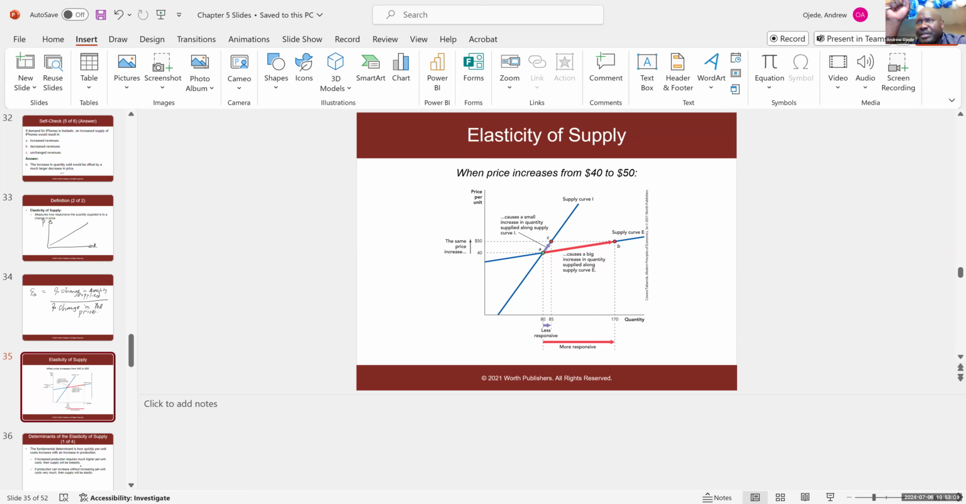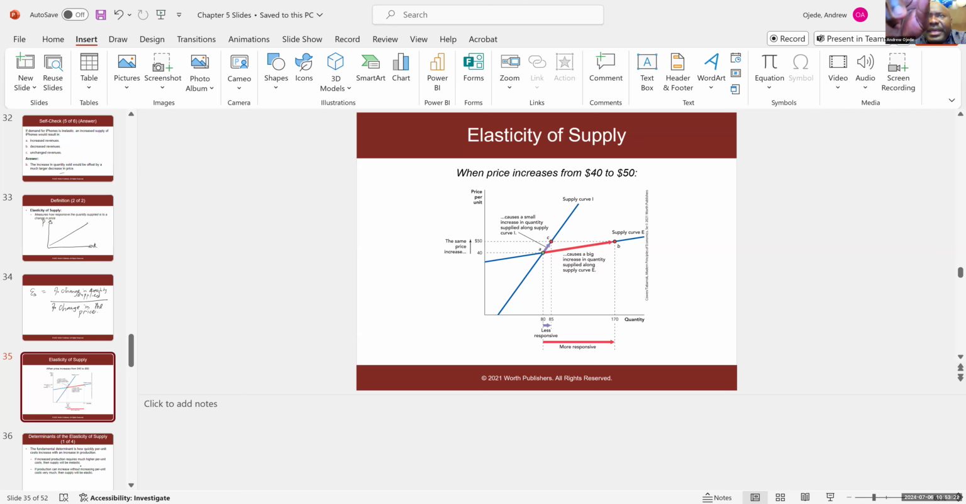And a small decrease in price also triggers a disproportionately larger decrease in quantity supplied. But if a good has inelastic supply, that means any small increase in price is going to trigger a disproportionately smaller increase in quantity supplied. That's right. And vice versa.